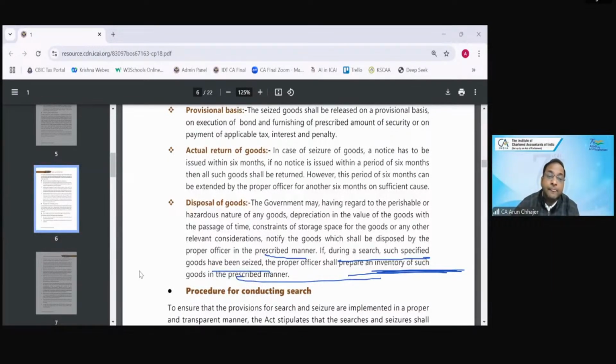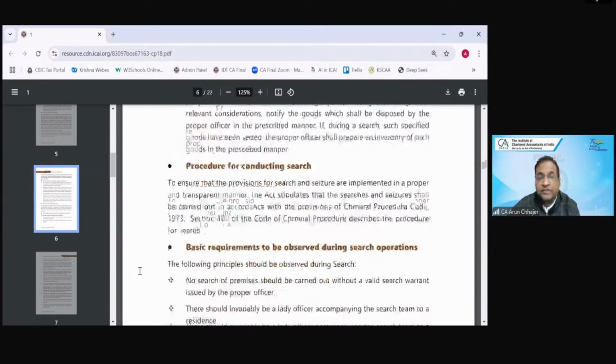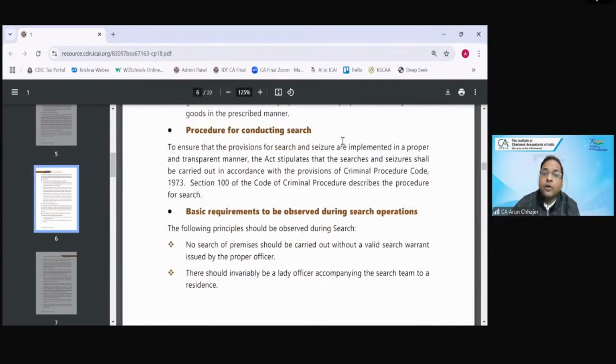ठीक है. Procedure for conducting the search, क्या प्रोसीजर होगा? To ensure that provisions for search and seizure are implemented in a proper and transparent manner, the Act stipulates that search and seizure shall be carried out in accordance with the provisions of the Criminal Procedure Code (CrPC). Section 100 of the Code of Criminal Procedure describes the search process.